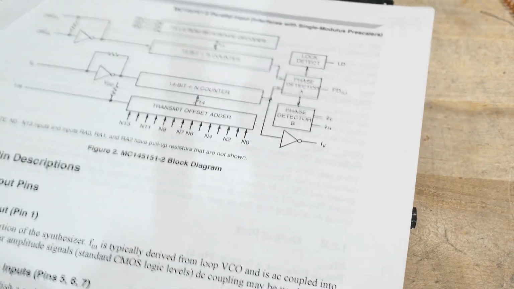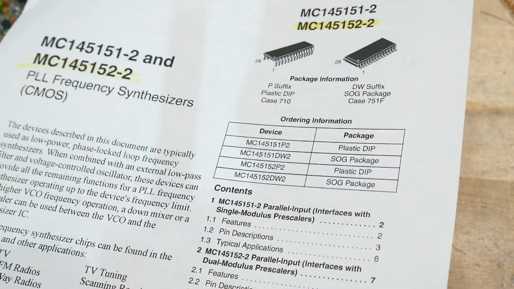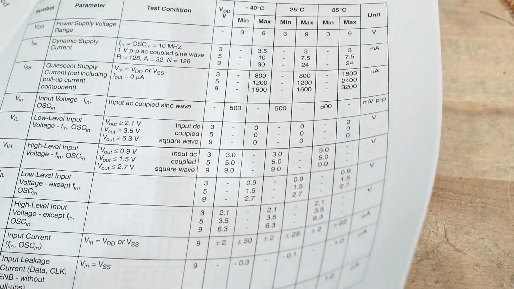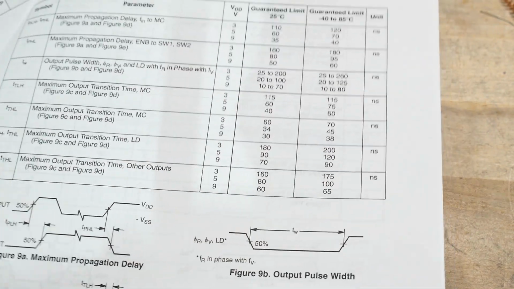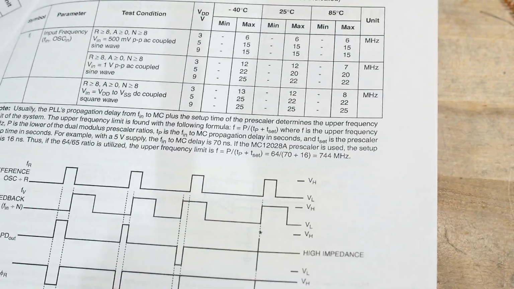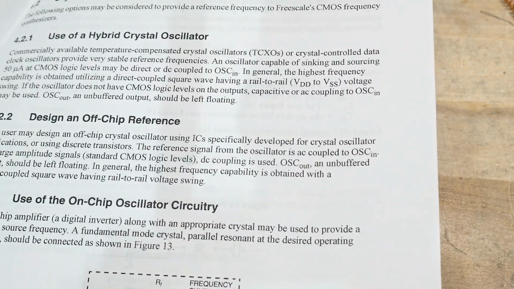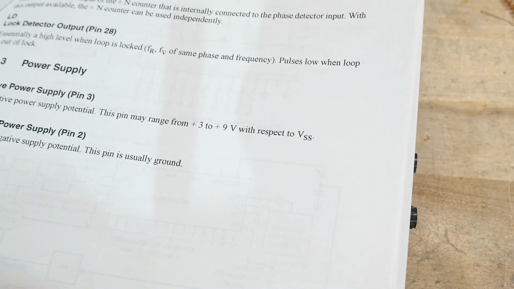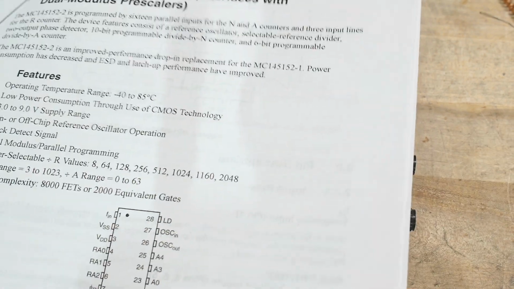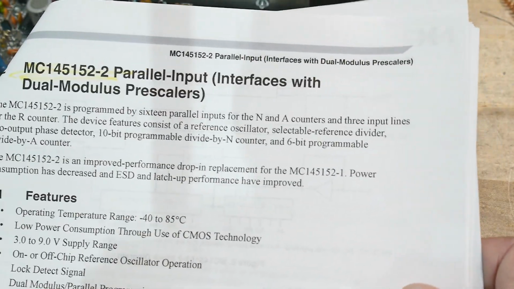This data sheet is for two different parts, the 151 and the 152, and they are quite a bit different. So let's skip ahead to the 152. Where is the 152? Skipped too far. All right. So here is the 152.